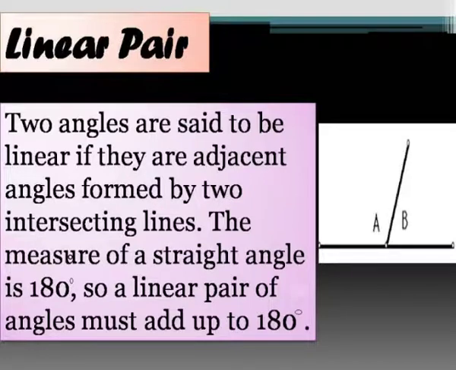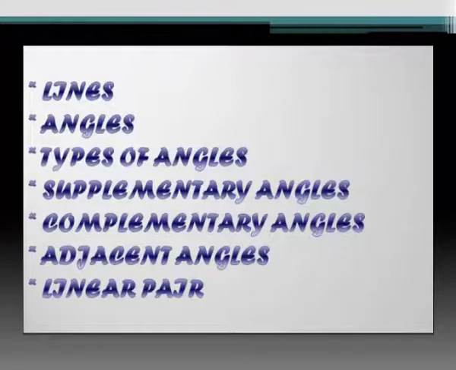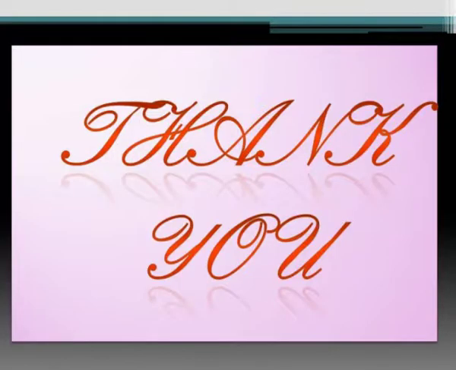On the basis of these definitions, we will start our exercise 5.1 in the next class. In conclusion, in today's class we have discussed lines, angles, types of angles, supplementary angles, complementary angles, adjacent angles and linear pair. So thank you, children.